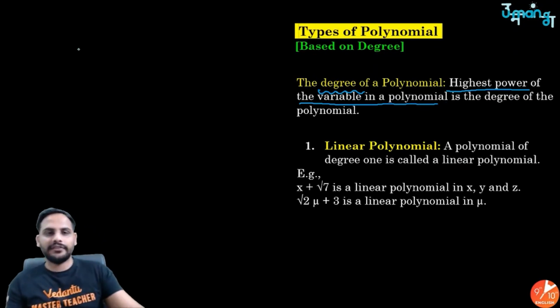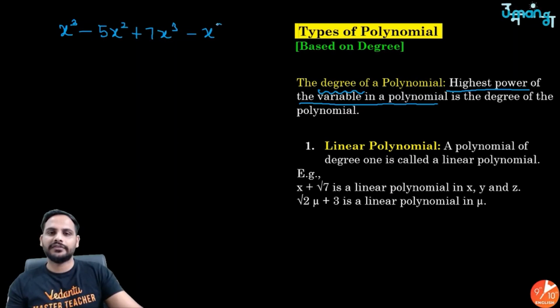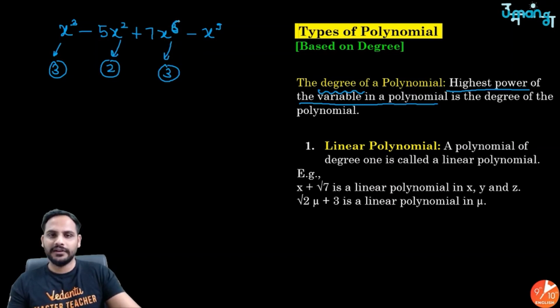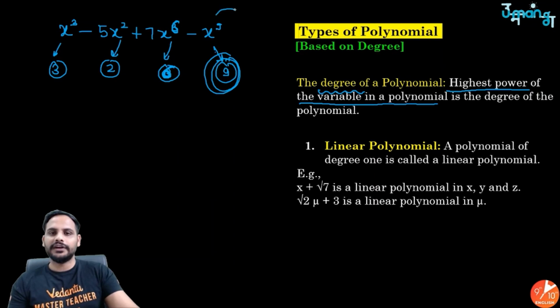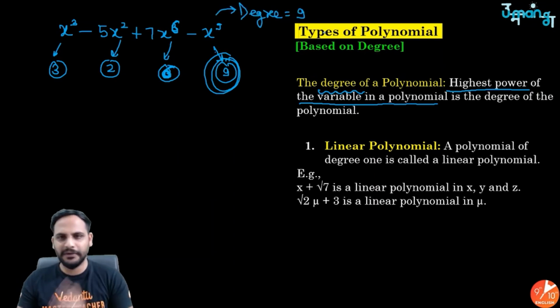Got it? For example, let's say I have x cube minus 5x square plus 7x to the power 6 minus x raised to the power 9. It is a polynomial. The power of the variable here is 3, here it is 2, here it is 6, and here it is 9. So you can clearly see the highest power is 9, so the degree of this polynomial will be 9. As simple as that.